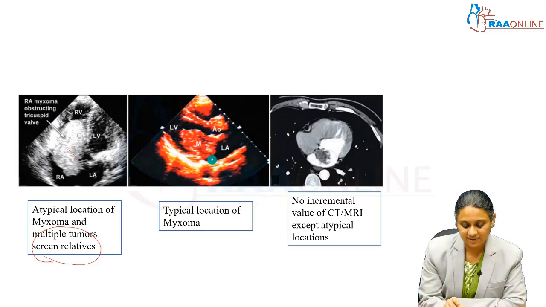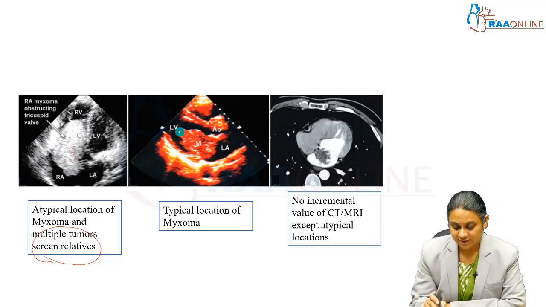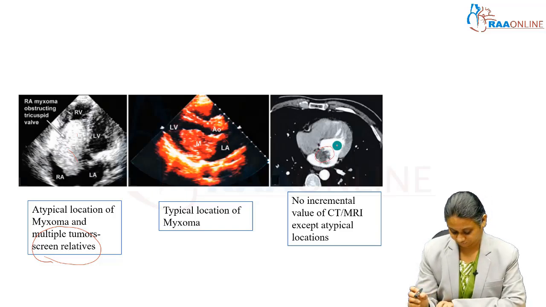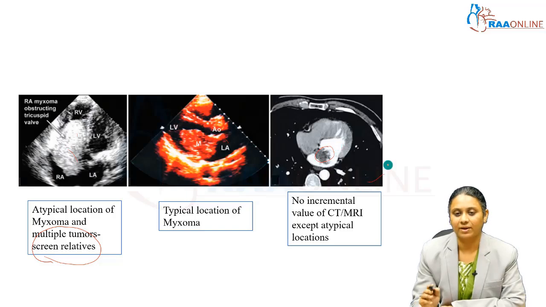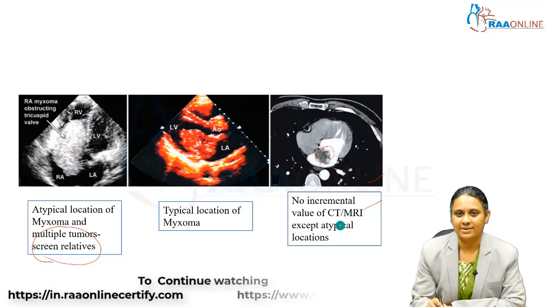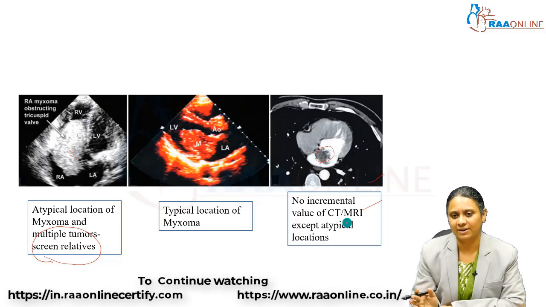This is a classical left atrial myxoma attached to the interatrial septum and prolapsing through the mitral valve into the left ventricle. You can see the myxoma here, left atrial myxoma. So, echo alone is good enough to diagnose a myxoma. There is no incremental value of adding a CT or MRI except if you are suspecting multiple atypical sites like LV, RV or RA involvement.